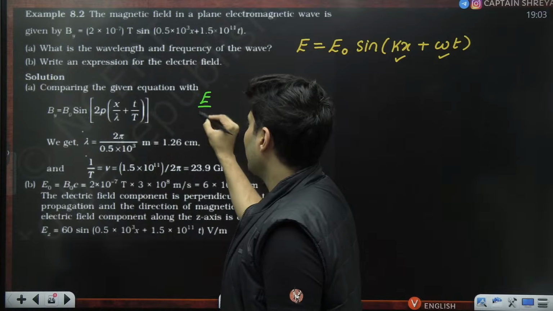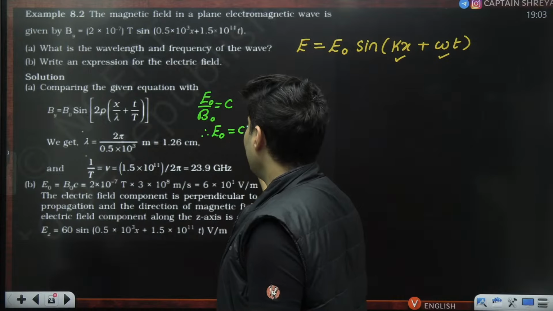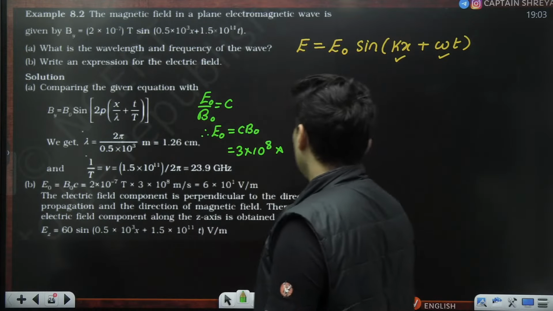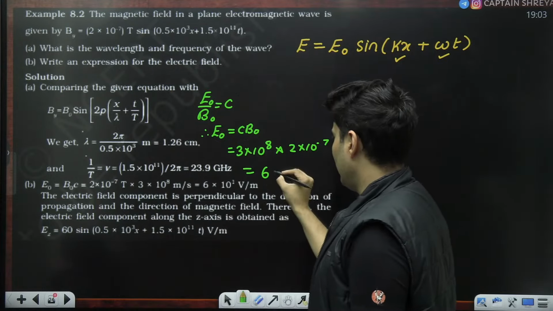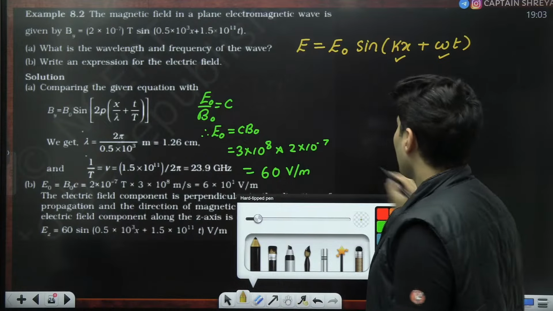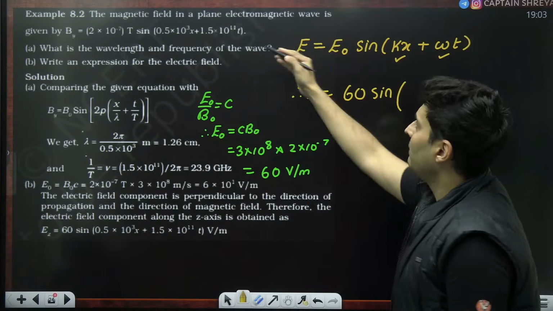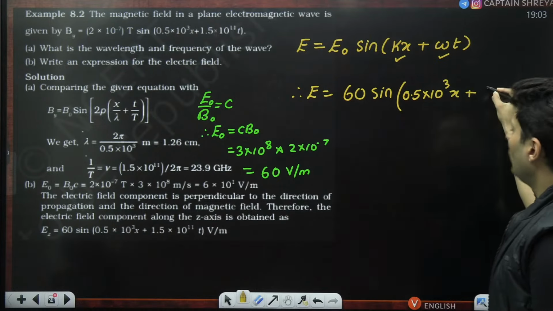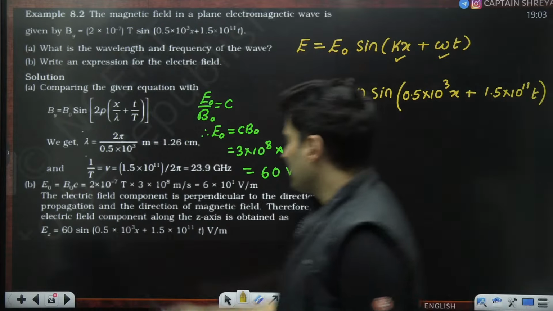Because I know electric field by magnetic field is C, therefore E0 by B0 is also C. So E0 is C times B0. Speed of light is 3 × 10^8, and the magnetic field's amplitude is 2 × 10^-7. 3 twos are 6, so you will have 60 volts per meter. 60 volts per meter is basically E0. Therefore, E will be 60 sin(0.5 × 10^3 x + 1.5 × 10^11 t). That is the answer. That is exactly what they have done.